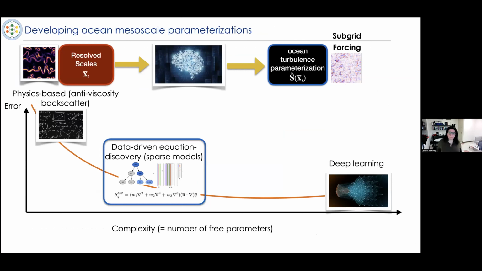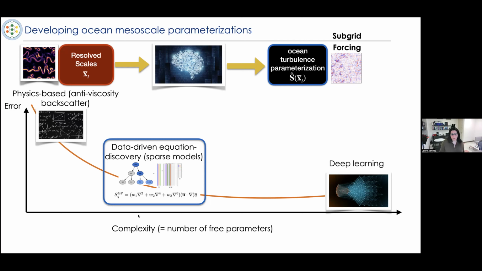So now, up on top is really the machinery behind it. You have some resolved scales, and you try to come up with something, either in your head or with an algorithm, that will represent a closure. Jenny yesterday and many people in the audience, Stefan and others, are using anti-viscosity, right? So it's a simple backscatter that in my little schematic here of error versus complexity will sit up here. So what do I mean by that?